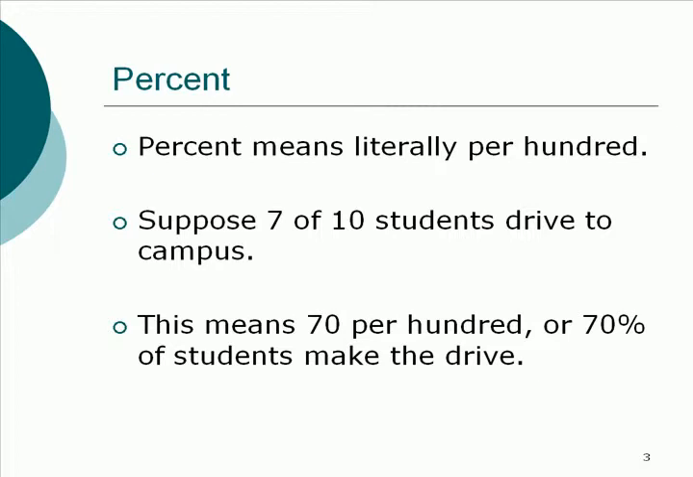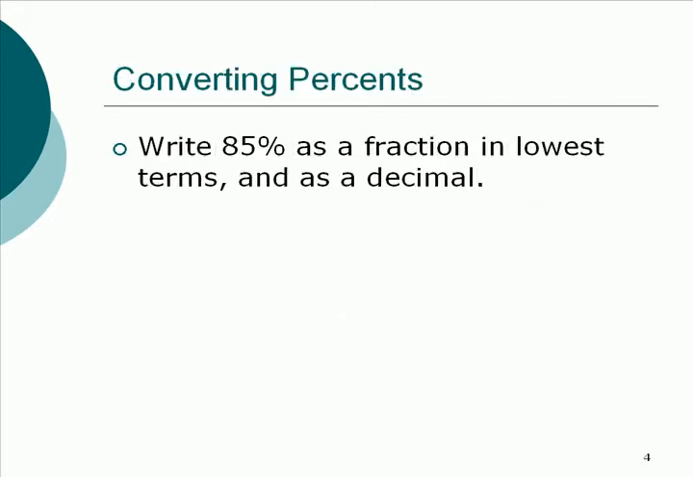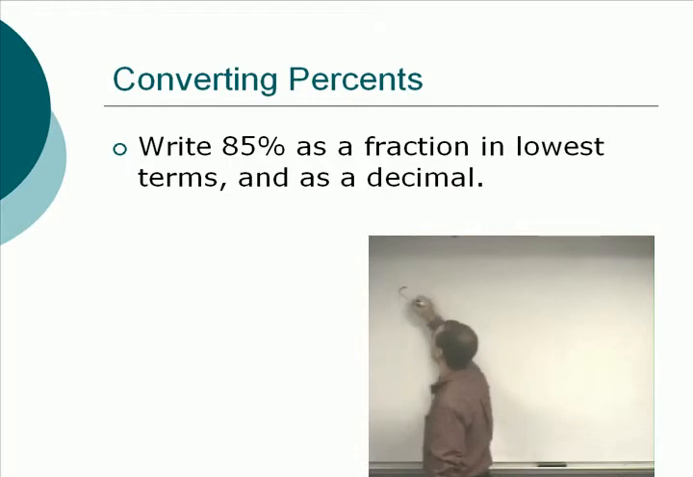All right, first one. We're going to start out with some very simple ones, and then we'll look at the cases that tend to trip people up a little bit more. First of all, 85%. We're going to write that as a fraction in lowest terms and as a decimal. So 85% is what we're starting with.